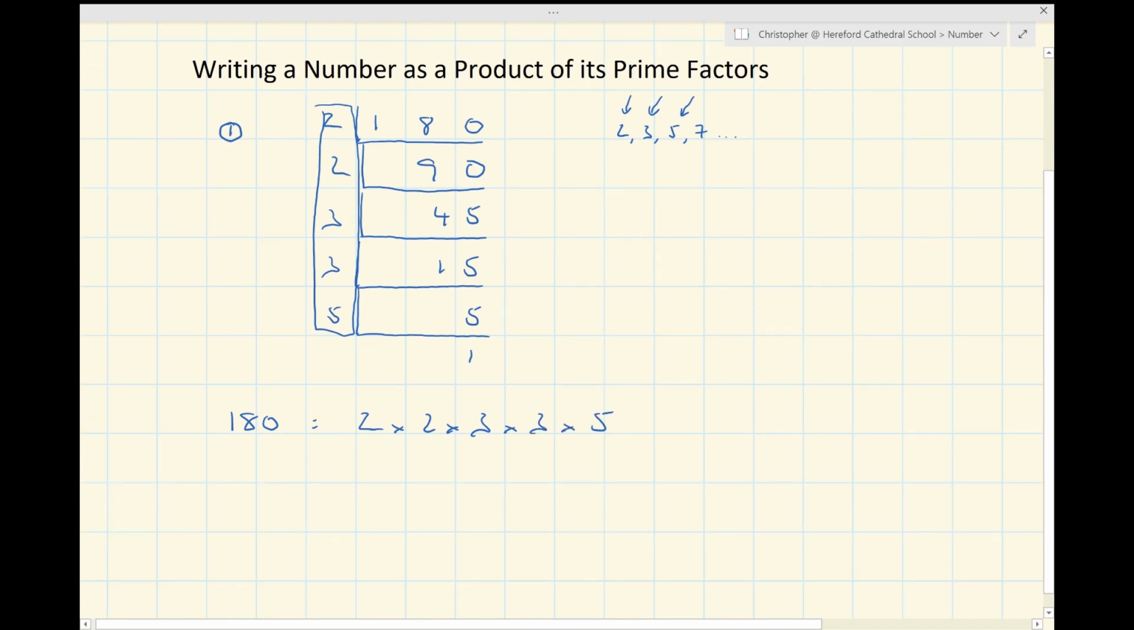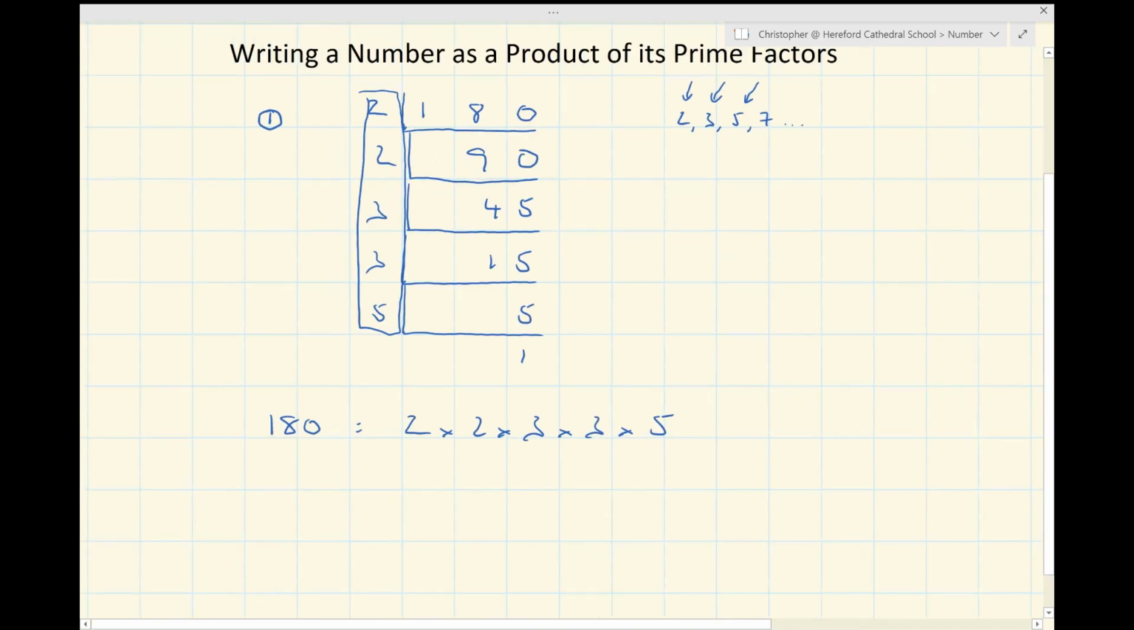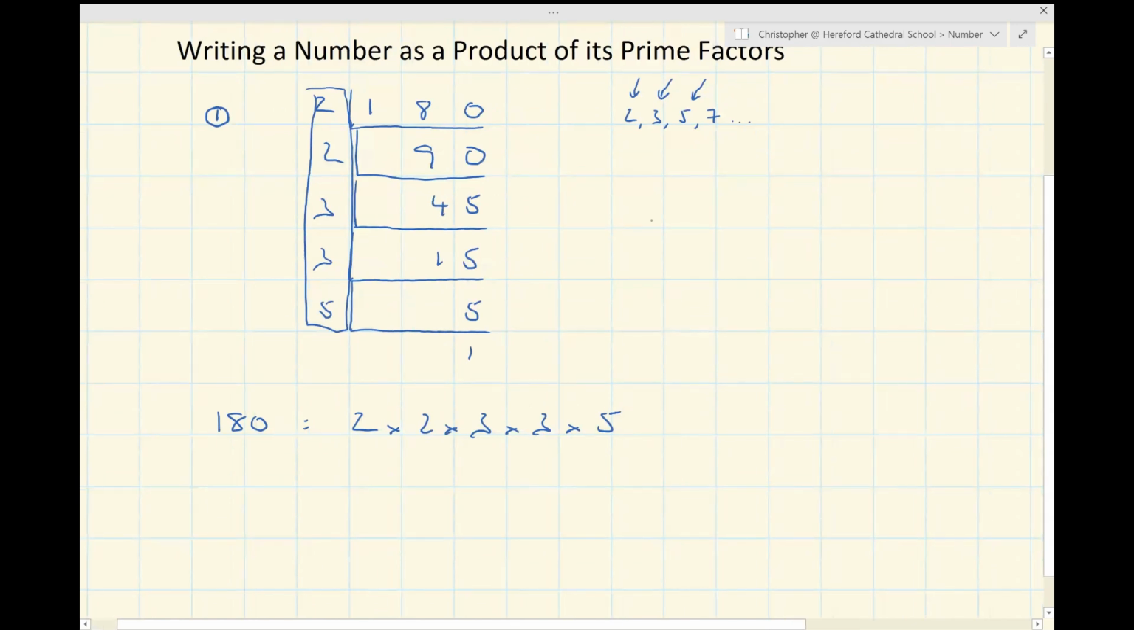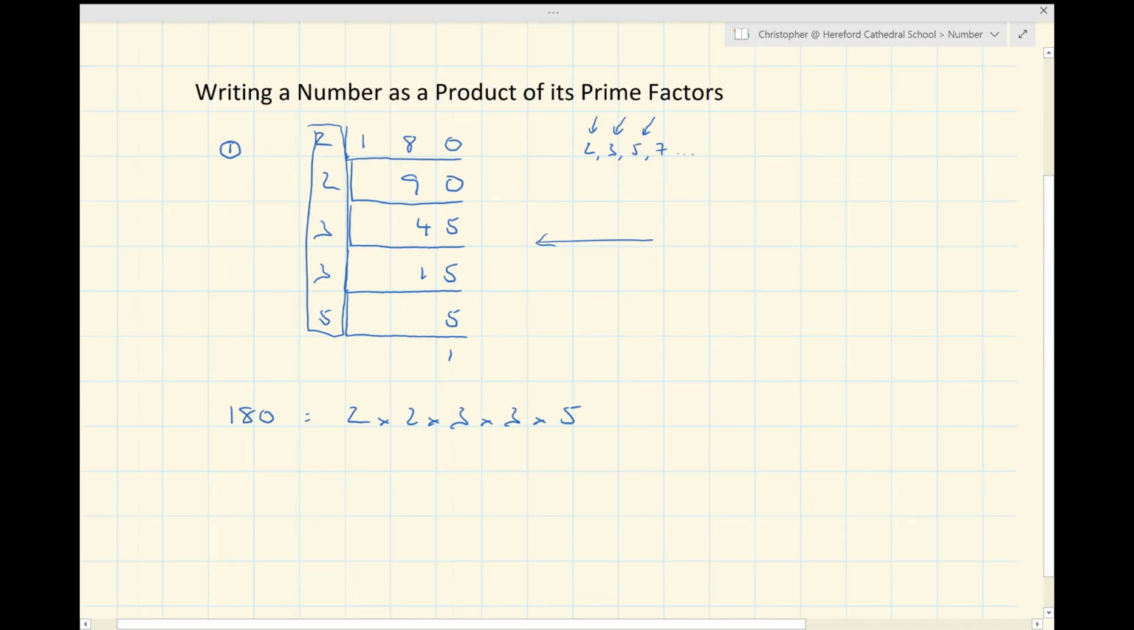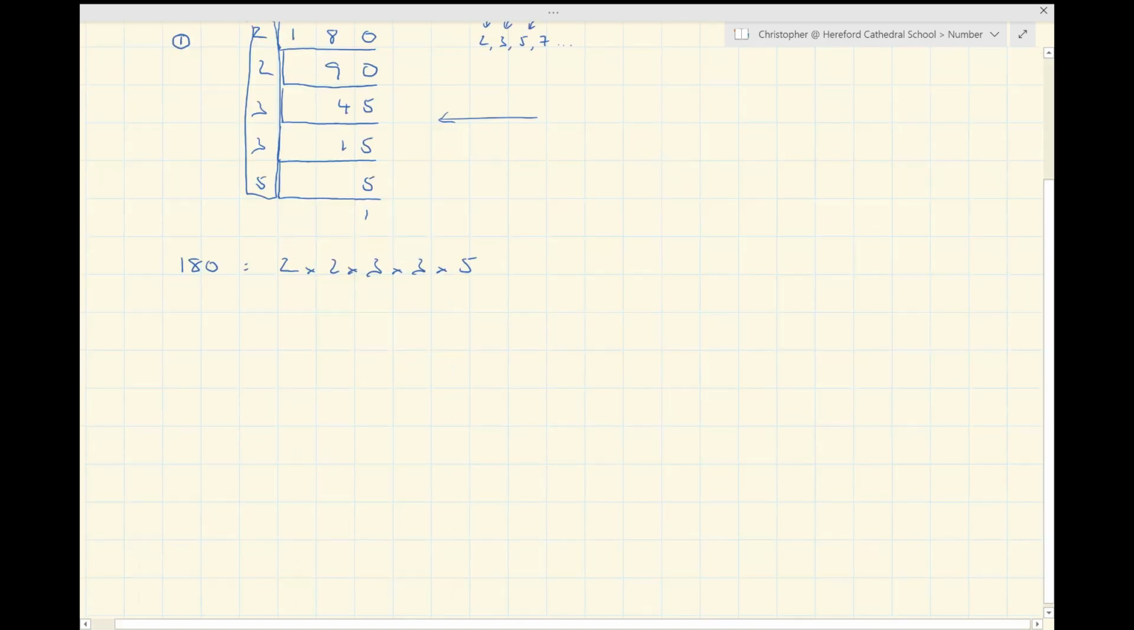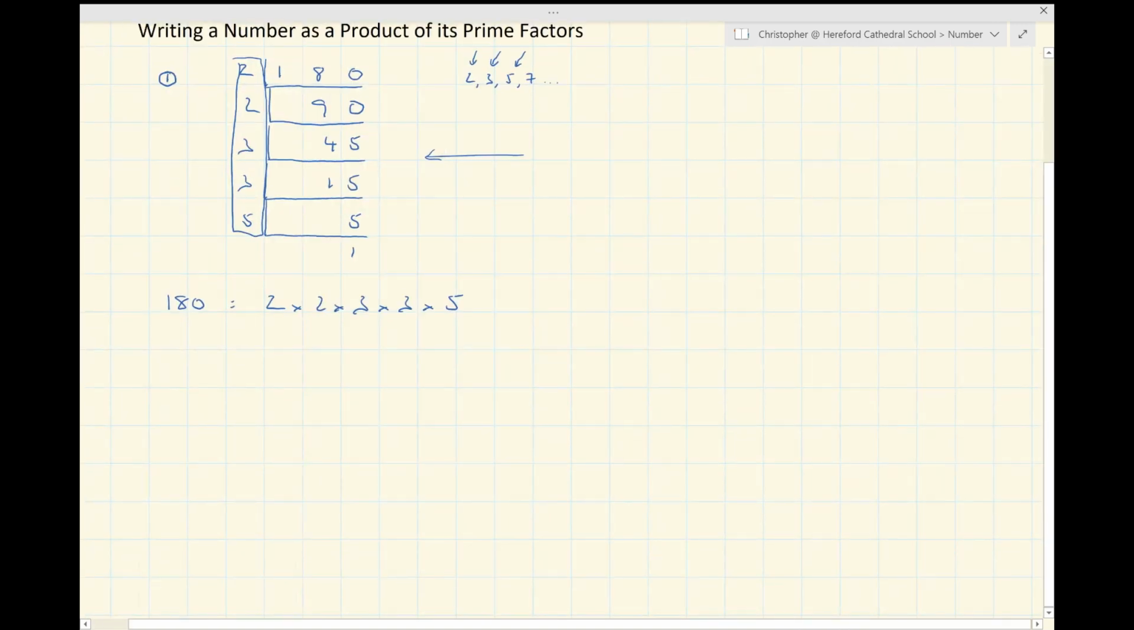So that's method number 1, sometimes called the ladder method, because they think that this looks a bit like a ladder. If you want to have a go at method 1 yourself, why not pause the film in a moment and have a go at writing 240 as a product of its primes using the ladder method. Pause the film, have a go.